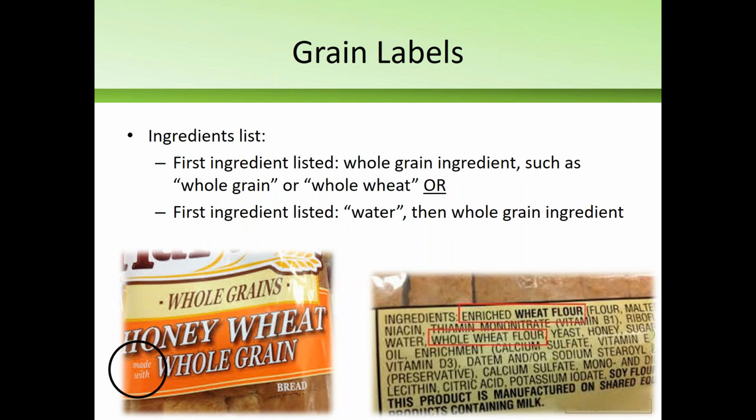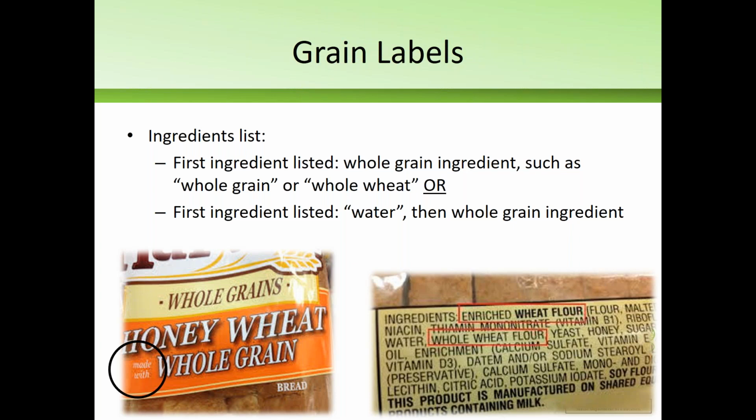We can tell if a product is whole grain by looking at the ingredients list on the package. So we're going to look at the first ingredient listed. If the whole grain ingredient, such as whole grain rolled oats or whole wheat flour, is listed first, it's considered whole grain rich. Or if the first ingredient listed is water, followed by the whole grain ingredient, then that is also considered whole grain rich, as long as the word whole is listed as the first ingredient.